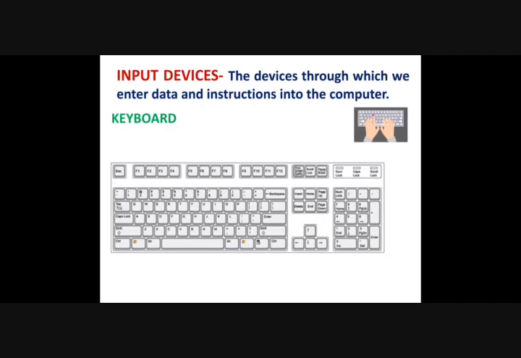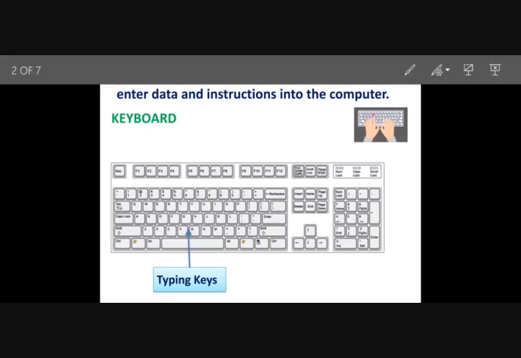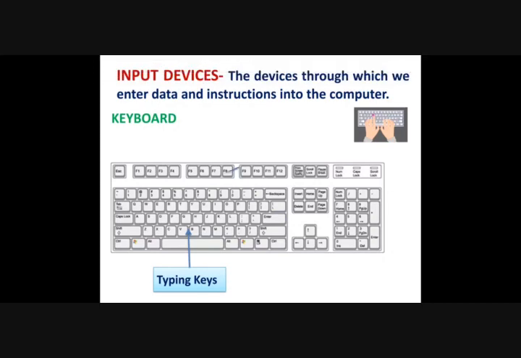So now I'll just quickly tell you that the keyboard layout is divided into various groups. The first group is this. On the screen you can see where all the alphabets are written, and above that there is a row of numbers also. These are called typing keys, with the help of which we type something, we enter our data.